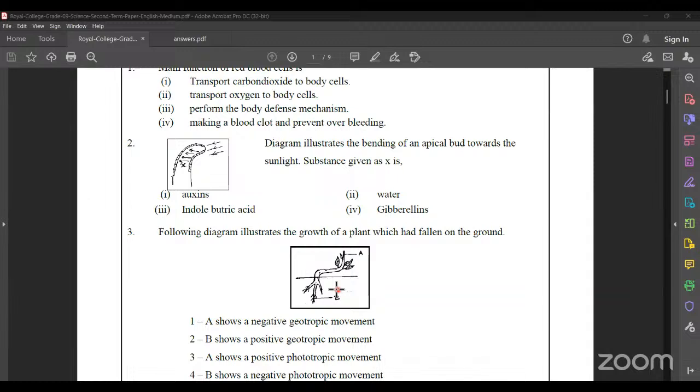When we consider auxin, auxin is a growth promoting hormone in plants. Wherever auxin is, they promote the growth, and it is usually produced in the tips of the shoots and roots.